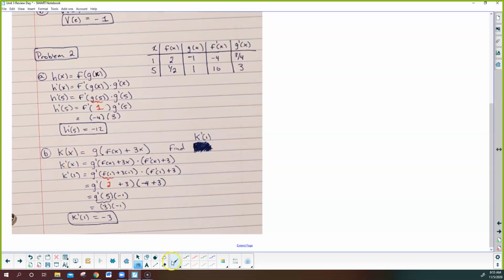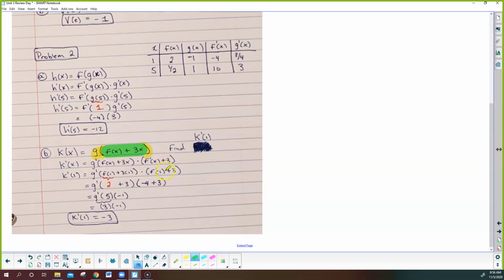And then K was just a more intense chain rule. Now notice for part B, we had to find the derivative of the outside function first. That's just g. And then the inside function happens to be just a polynomial, f of x plus 3x. So I'm going to take the derivative of the outside, which is g prime. We're going to keep the inside, and then I'm going to multiply by the derivative of the inside, which is f prime plus 3. So there's the chain rule.